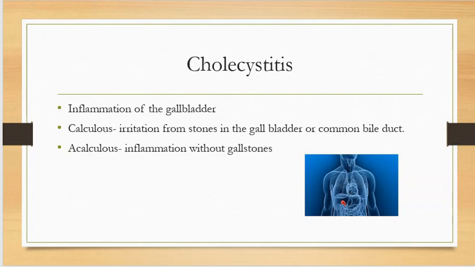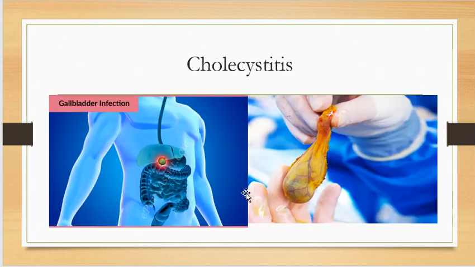And we have a picture here, if you can see. So on the left side is where the gallbladder lies. And so where is that? Right upper quadrant, right? And then this is a removed gallbladder. So cholecystitis, once again, is the inflammation of the gallbladder, and it can be either calculus or acalculous, with stones or without stones. And then some people suffer from chronic cholecystitis, which is repeated episodes of obstruction causing inflammation.